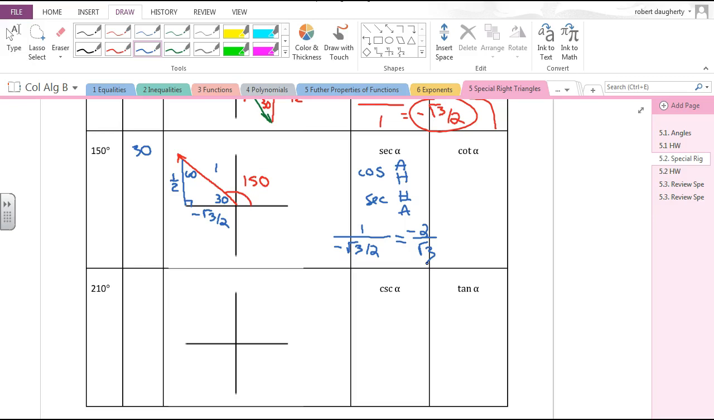Let's find the cotangent of this angle. What's the definition of tangent? Opposite over adjacent. That means the definition of cotangent is what? Adjacent over opposite. I'm looking at this 30-degree angle right here. What's the adjacent side?